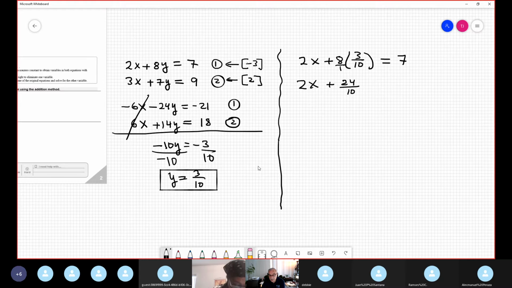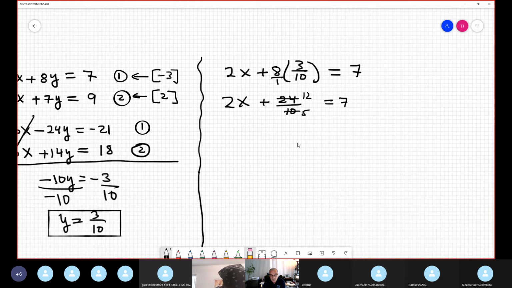And we can simplify a little bit. Yeah, we can, because 24 and 10 are even numbers. And we got the simplification: this 12 and this 5. One possibility is to do this simplification first. Look, 8 and 10 are even. You divide by 2 is 4, and you divide by 2 is 5, and 4 times 3 is 12. It's exactly the same idea. I prefer to avoid big numbers. I prefer simplification when it's possible, no? Before the multiplication. So far, 2x plus 12 over 5 equals 7.